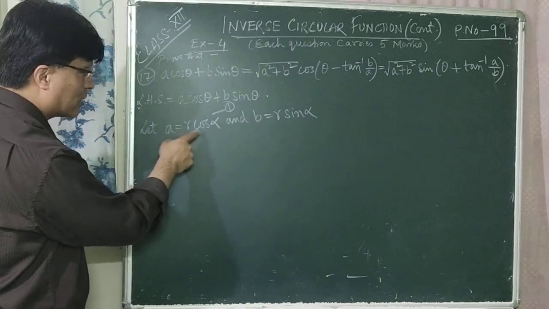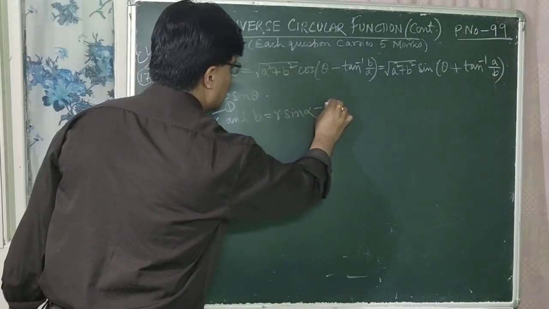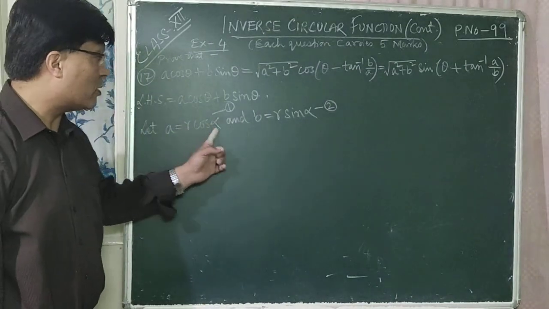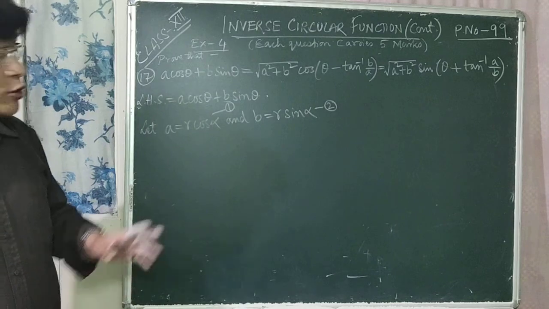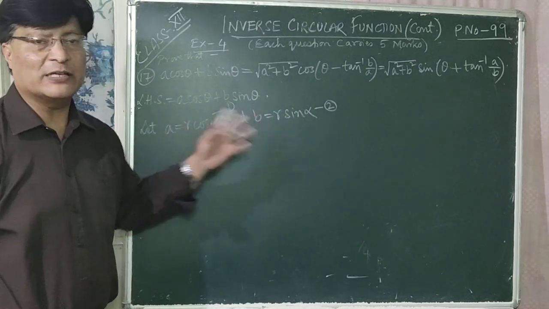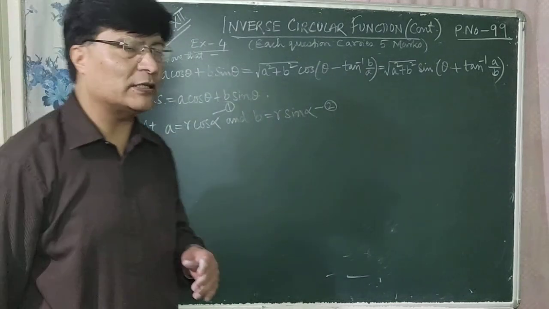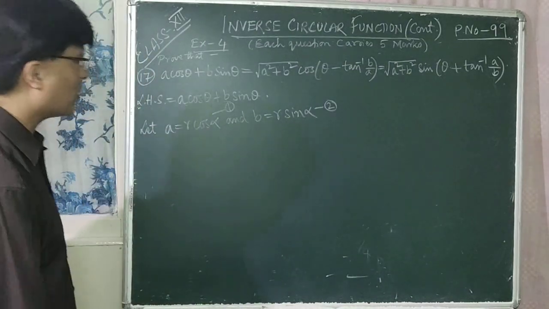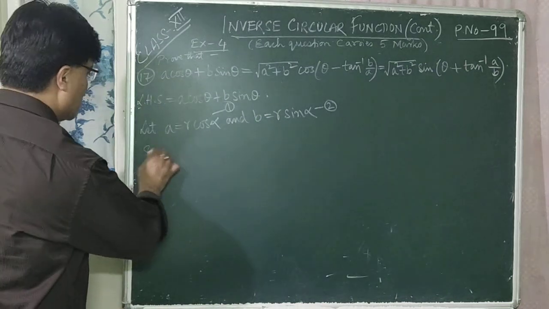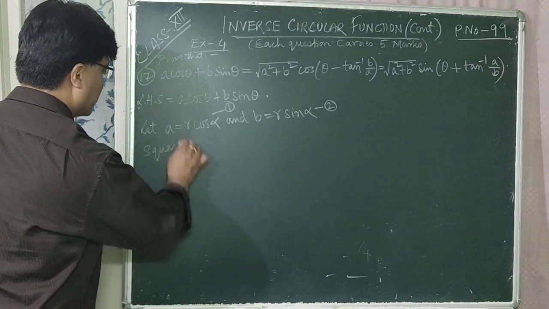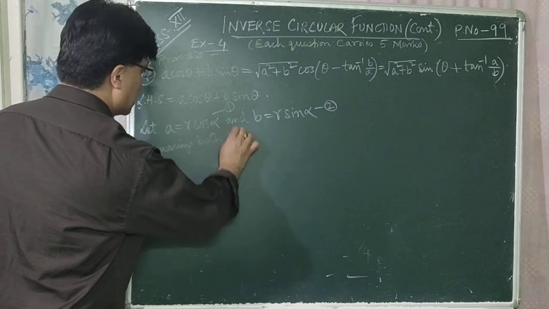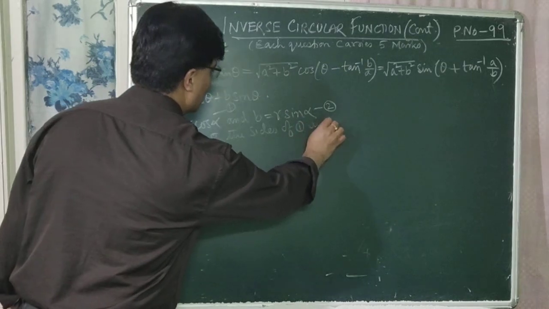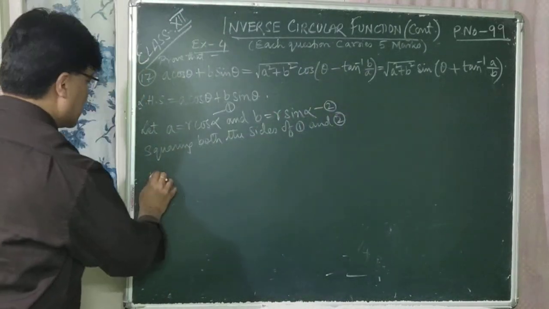So let us mark it as number 1. This A is equal to R cos alpha as 1, and this B is equal to R sin alpha as 2. So in this case, R and alpha are the unknown quantities, so you should get the values for R and alpha in terms of A and B. First of all, you get the value for R eliminating alpha in terms of A and B. That means you have to square both the sides of 1 and 2. So write down squaring both the sides of 1 and 2.